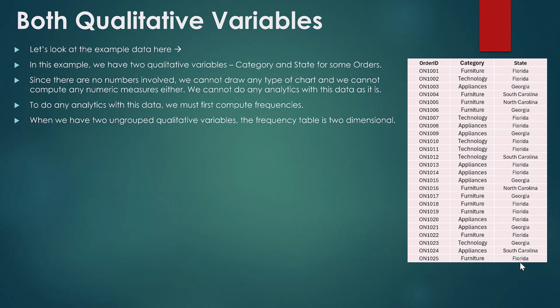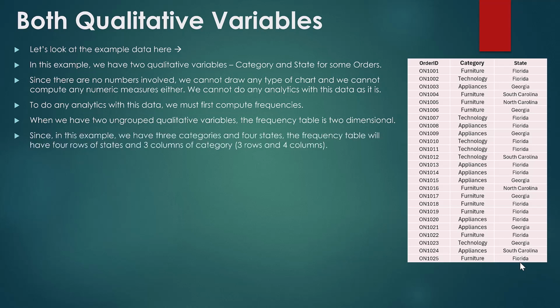So when we have two ungrouped qualitative variables, the frequency table is two-dimensional. How many rows and columns are in this two-dimensional frequency table? Well, that depends on the number of unique values in these two qualitative variables. So in our example, there are three unique categories: furniture, technology, and appliances, and there are four unique states: Florida, Georgia, South Carolina, and North Carolina. So we will have either a 4x3 matrix or a 3x4 matrix, depending on which variable we put in rows and which we put in columns.